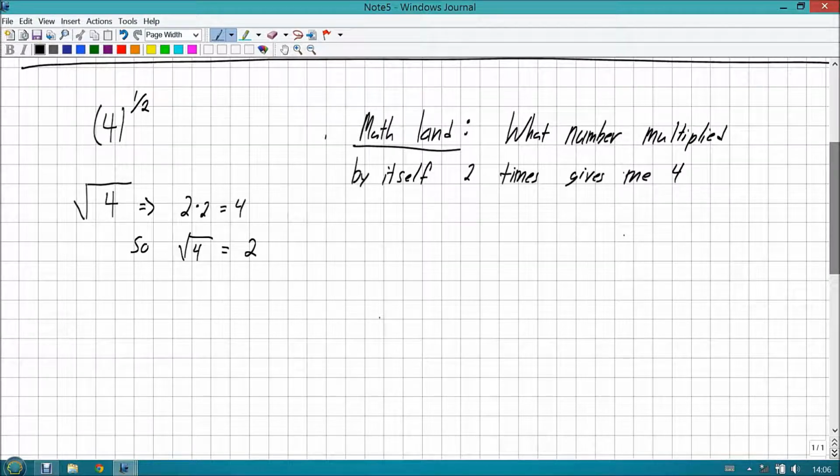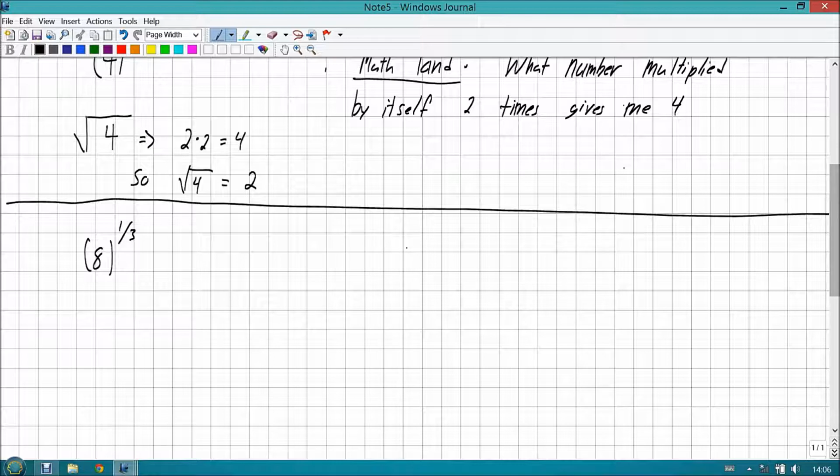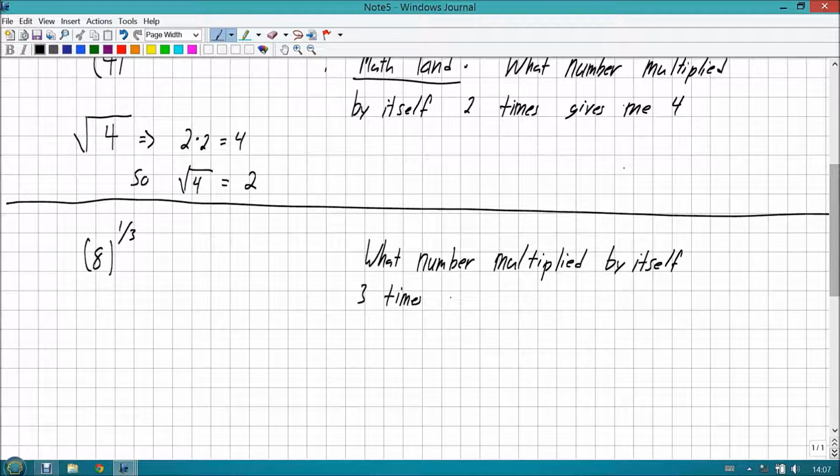What about something raised to the 1/3 power? Let's say that we have 8 being raised to the 1/3 power. How would we deal with that? Well, again, it's the same principle. We ask ourselves, what number multiplied by itself that many times gives me my base? So I'm going to write that down. What number multiplied by itself three times gives me 8?